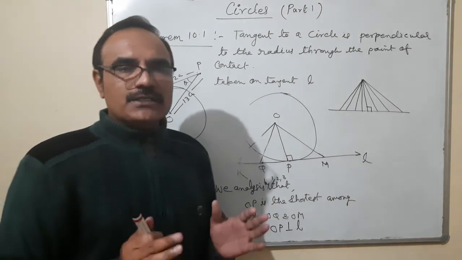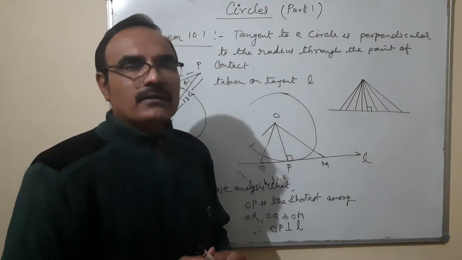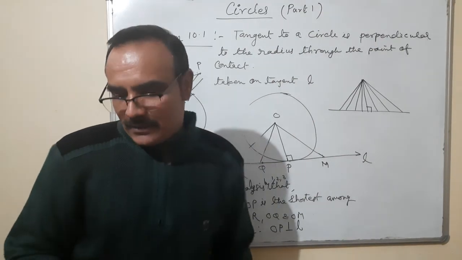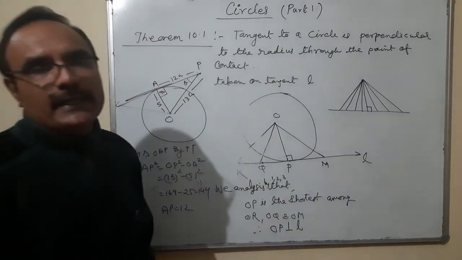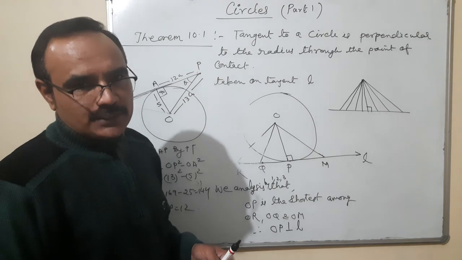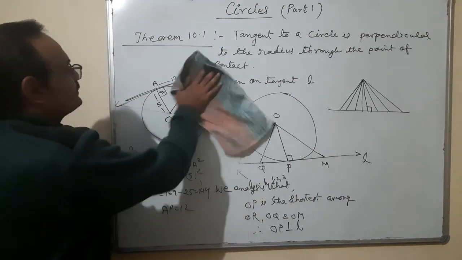You will remember its statement and its result. Okay. That is theorem 10.1. What is it? A tangent to a circle is perpendicular to the radius through the point of contact.